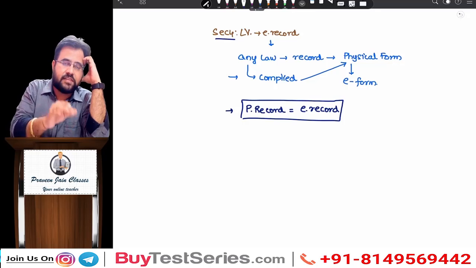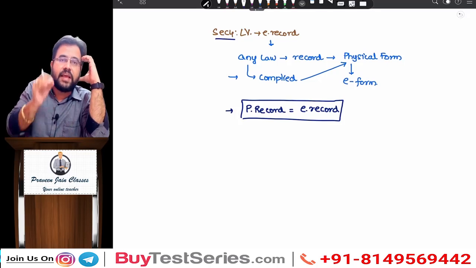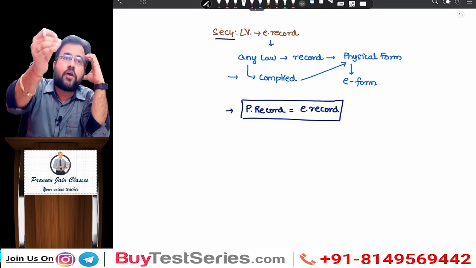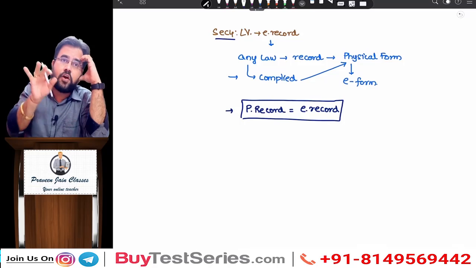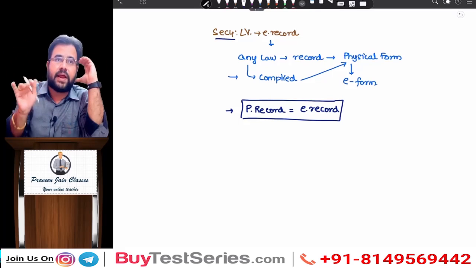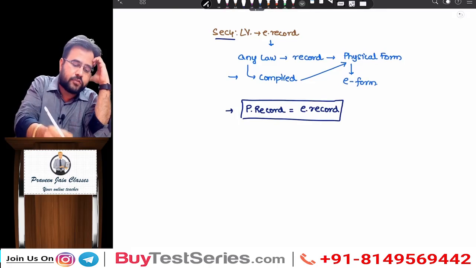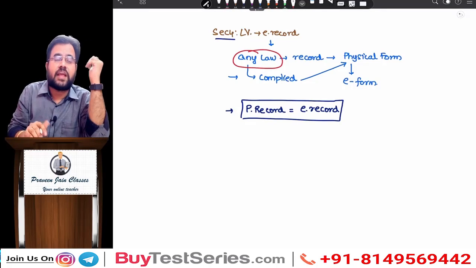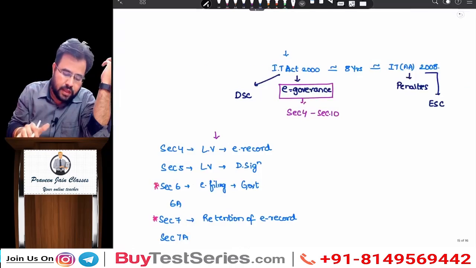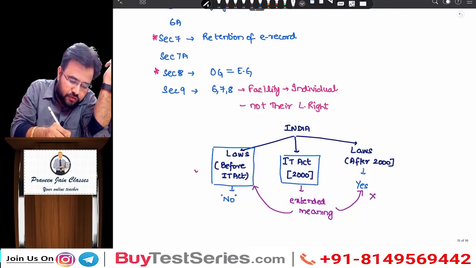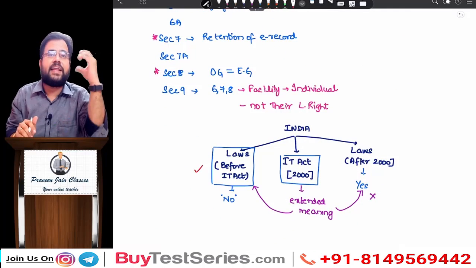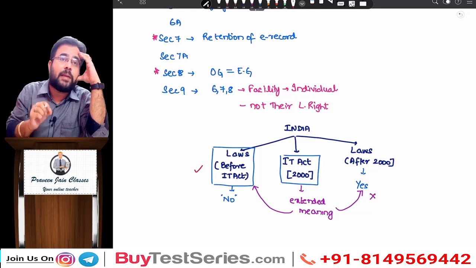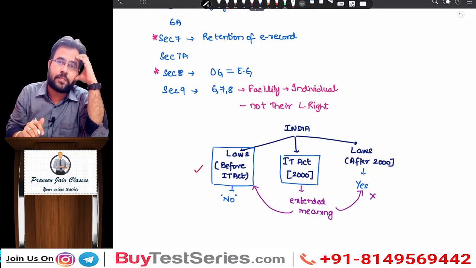So what is this section 4 talking all about, sir? Any law says that you should maintain record in physical form. That law is said to be properly complied with if the same thing is now maintained in electronic form. Now my question to you people is, any law, meaning which law? Any law meaning those laws which were formed before the IT Act 2000. This is what I mean by giving extended meaning, sir.